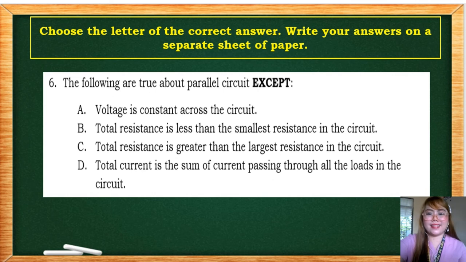Number 6. The following are true about parallel circuit except A. Voltage is constant across the circuit. B. Total resistance is less than the smallest resistance in the circuit. Letter C. Total resistance is greater than the largest resistance in the circuit. Letter D. Total current is the sum of current passing through all the loads in the circuit.